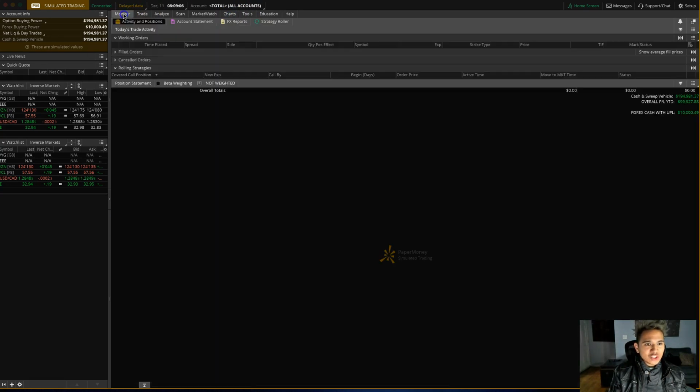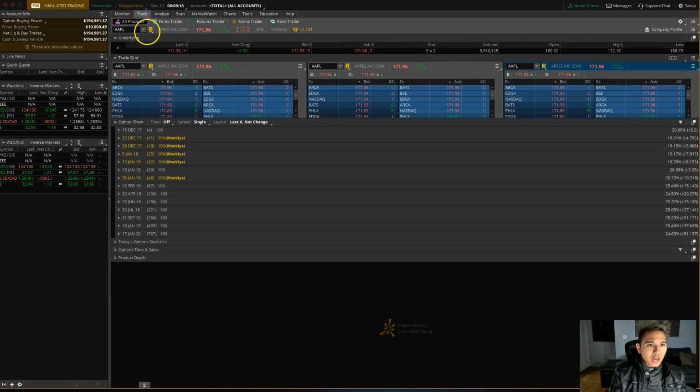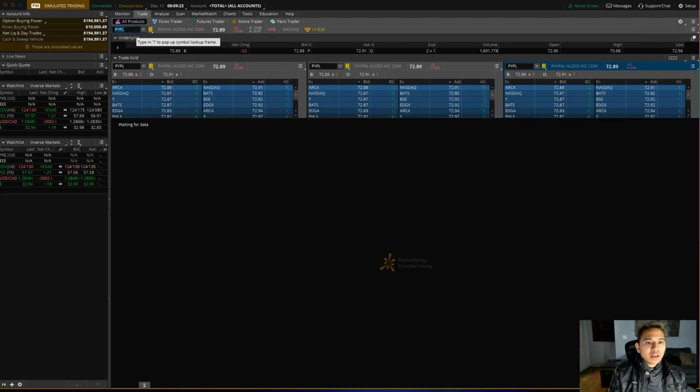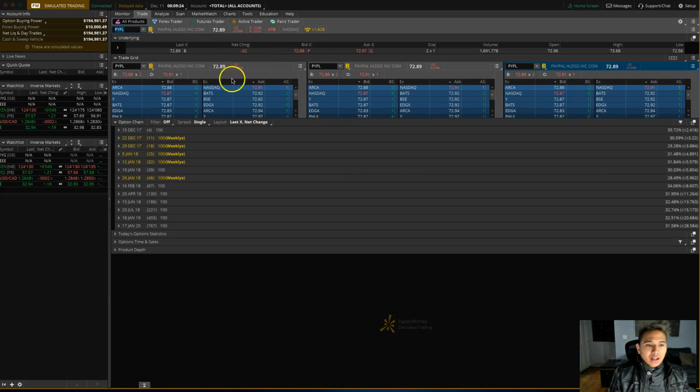But I was just starting to play with it for options, and I called them and asked, why do people love TOS for options so much? It seems kind of gimmicky to me. Usually on the platform, this is what it looks like. You click on activity and positions, and if you want to trade options, you go to all products, and then you type in, for example, PYPL. And so there's PayPal.